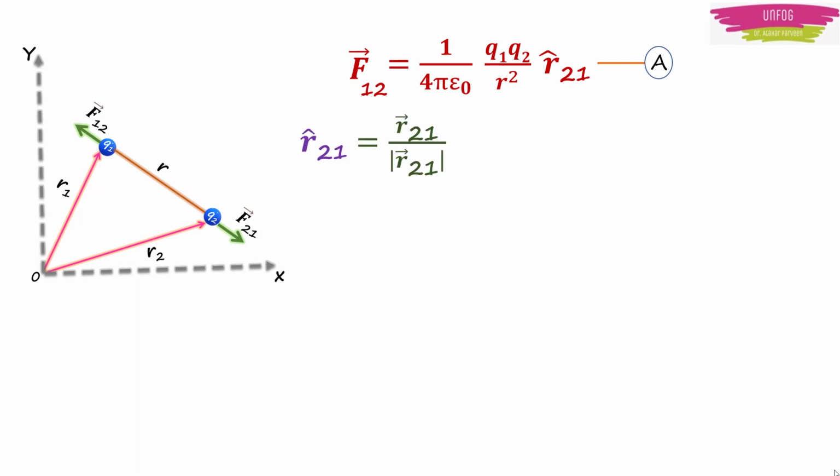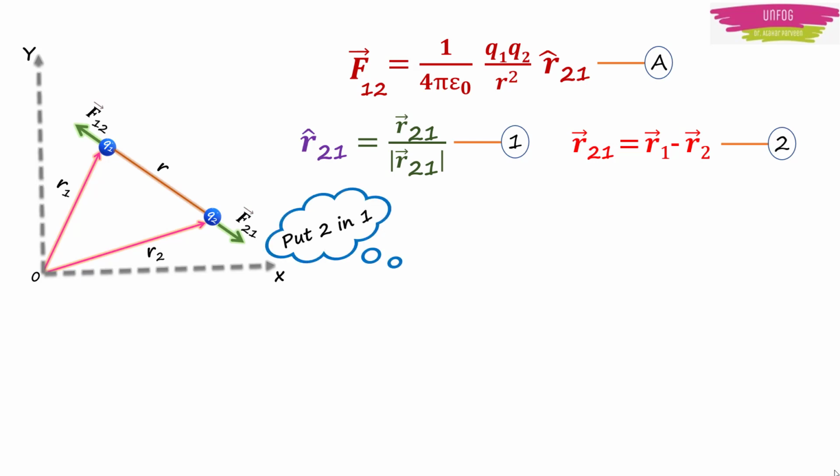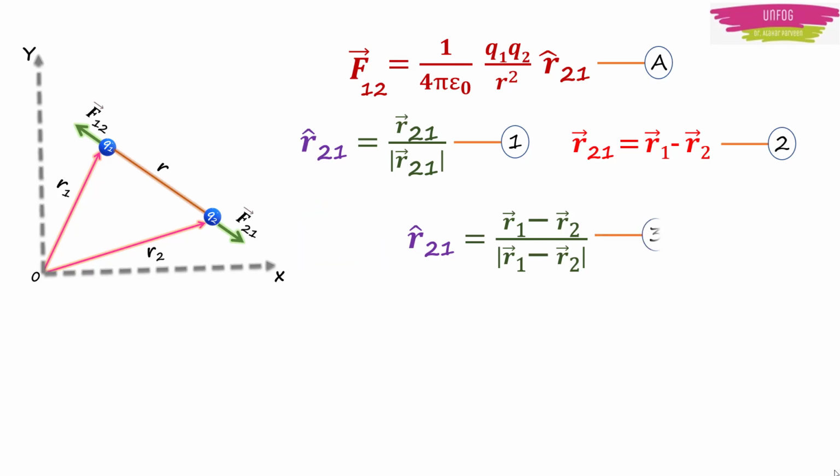We know that unit vector R21 is equal to the vector itself divided by the magnitude of the vector. Let this be equation 1. But from triangle law of vector addition, we know that R21 is equal to R1 minus R2. Let this equation be equation 2. Putting this equation 2 in 1, we get the unit vector R21, which is equal to R1 minus R2 upon the magnitude of this same vector. Let this be equation 3.